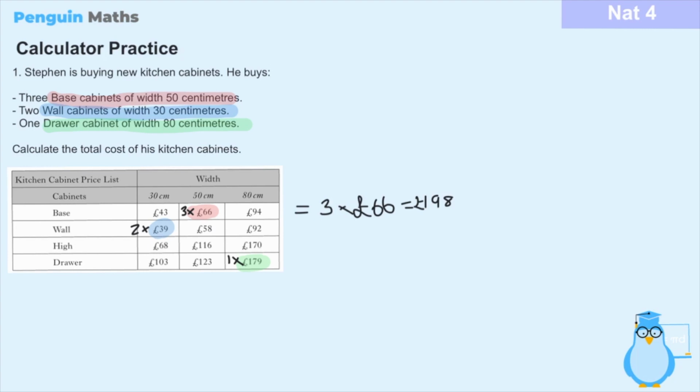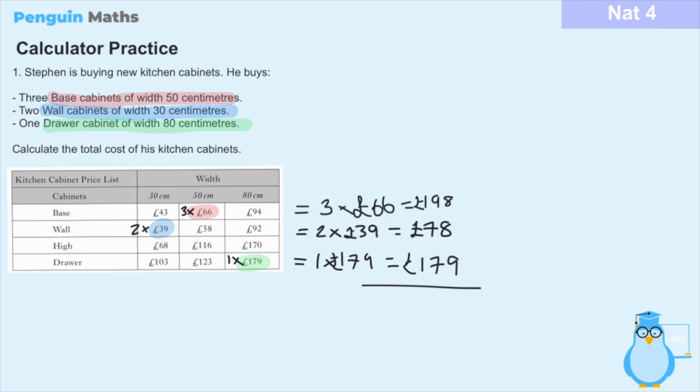So now let's have a look at the wall cabinets. For that it would be 2 multiplied by £39, and that gives us an answer of £78. And then finally for the drawer cabinet it's just going to simply be 1 multiplied by the £179, and that's just going to give us the answer of 179. Now that's the cost of each type of cabinet and the frequency of how often Stephen bought them.